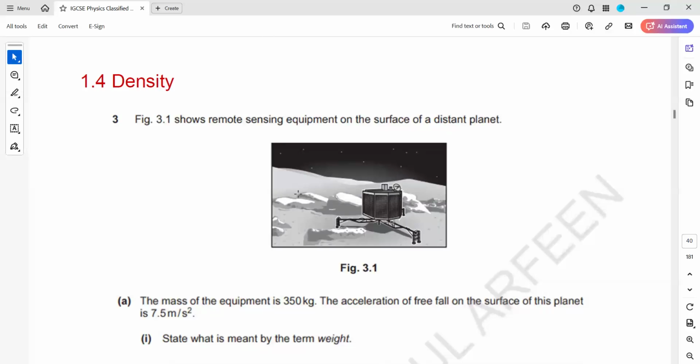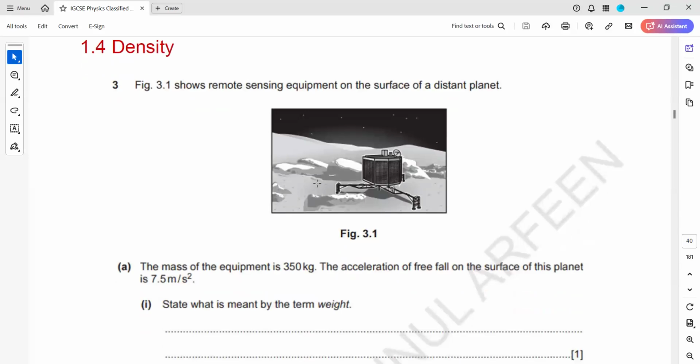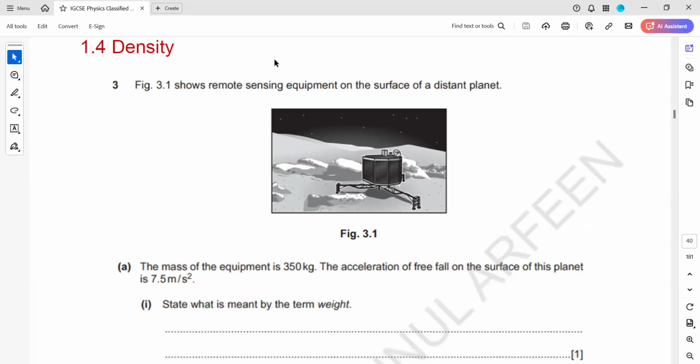So topic 1.4 is about density. Figure 3.1 shows, this is Structure Paper 4, page 40. We will do it later. Figure 3.1 shows the remote sensing equipment on the surface of a distant planet.